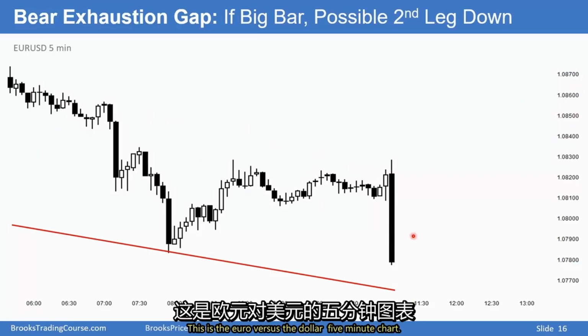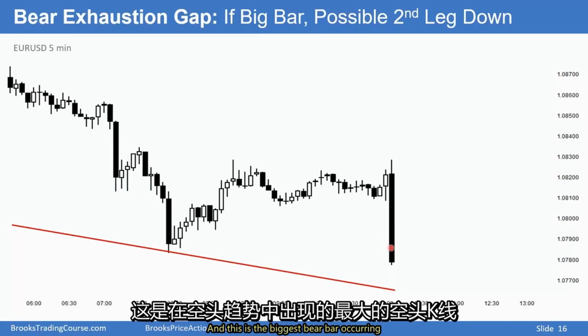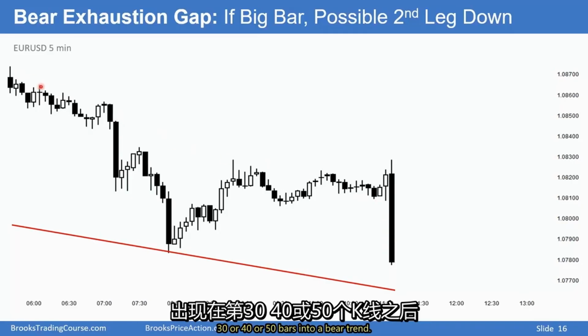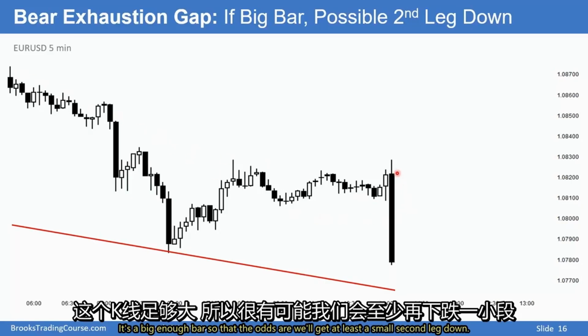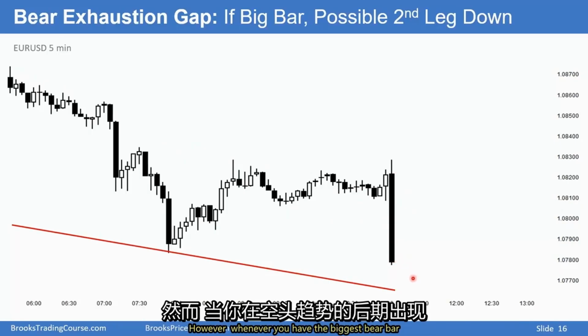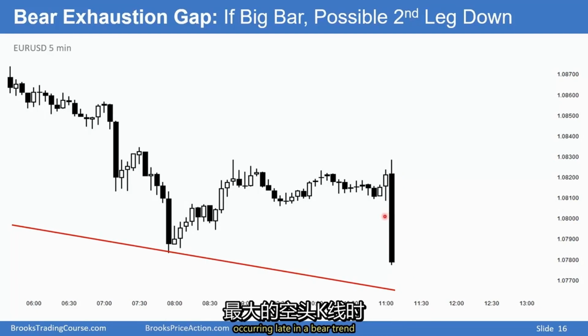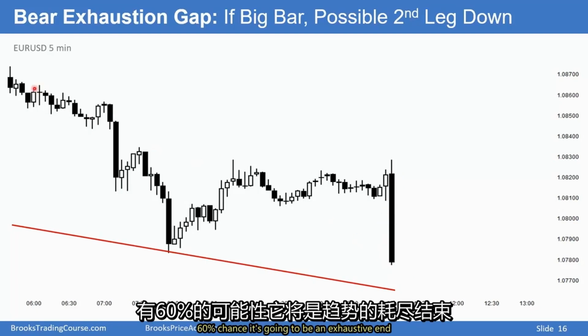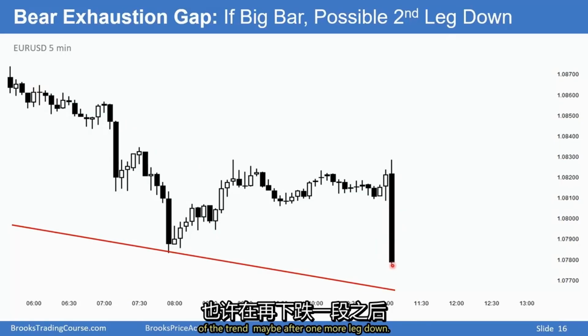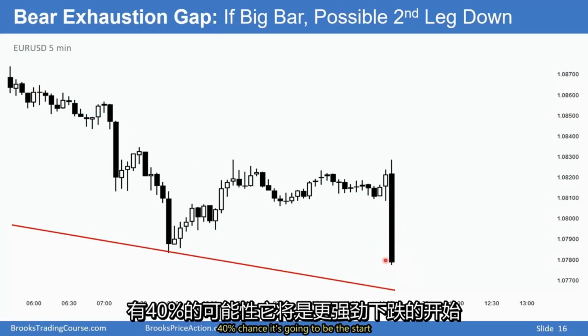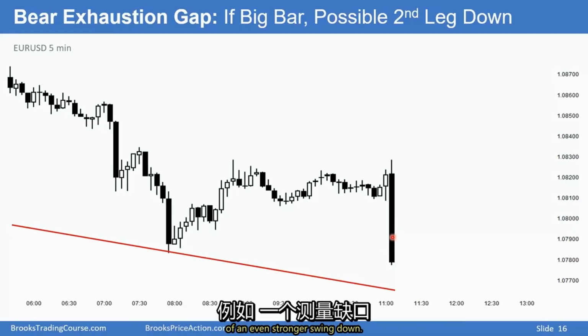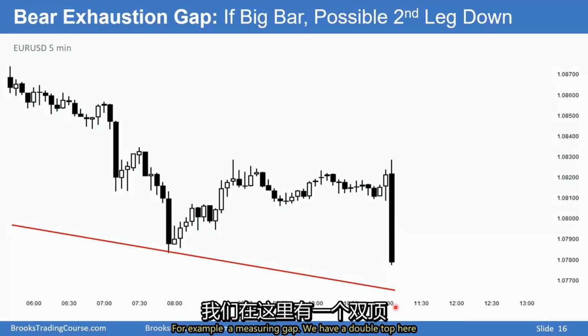We have a bear trend. This is the euro versus the dollar, 5-minute chart. And this is the biggest bear bar occurring 30 or 40 or 50 bars into a bear trend. It's a big enough bar so that the odds are we'll get at least a small second leg down. However, whenever you have the biggest bear bar occurring late in a bear trend, 60% chance it's going to be an exhaustive end of the trend, maybe after 1 more leg down.